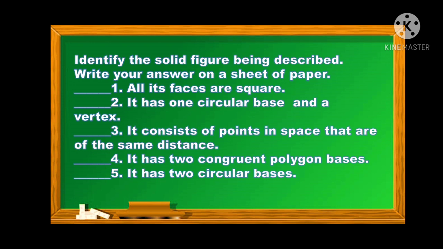Number 1, all its faces are square. What is it? For number 2, it has one circular base and a vertex. What is it? Number 3, it consists of points in space that are the same distance. Number 4, it has two congruent polygon bases. Number 5, it has two circular bases. You have 15 seconds to answer. Your 15 seconds will start now.